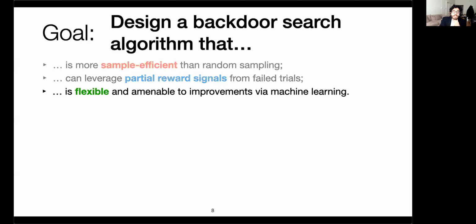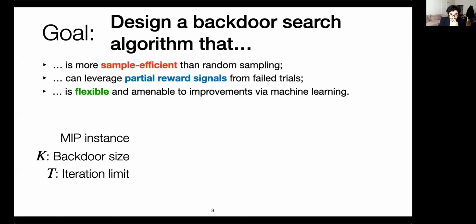And last, we want whatever algorithm we design to be flexible and amenable to improvements via machine learning. Obviously, it's something I personally care about, but I think this is a place where machine learning can potentially play a very big role in helping identify such sets of variables. So we want the algorithm to be flexible, and you'll see what I mean when I describe it. And so the overall procedure is going to look like this.